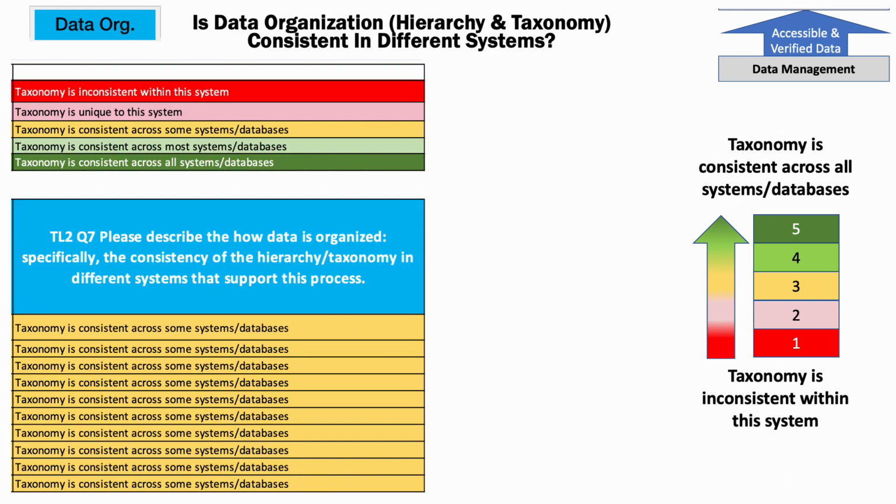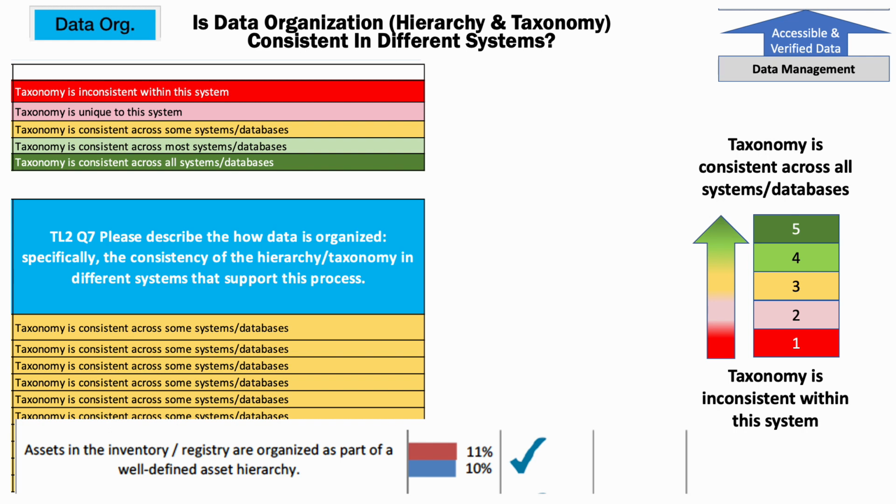This question captures information about the consistency of data organization. In other words, it asks whether the elements are organized within a taxonomy that is consistently applied within a single system, with the highest level of maturity if the same taxonomy and hierarchy are applied throughout all the systems. Again, looking at the results from the AWWA survey, we can see that the maturity of the asset management data across the water sector is fairly low, with only a small fraction of utilities reporting a well-defined hierarchy of their assets.